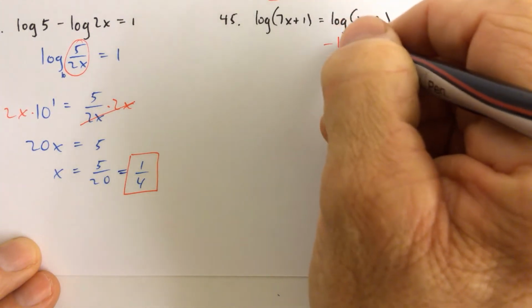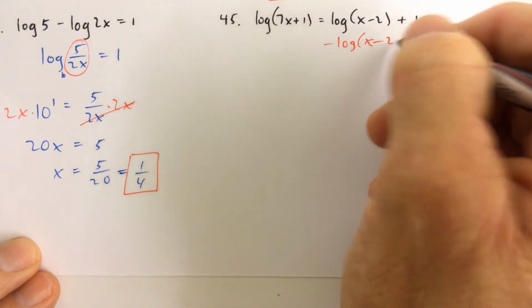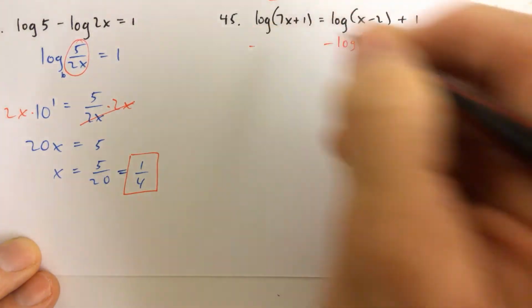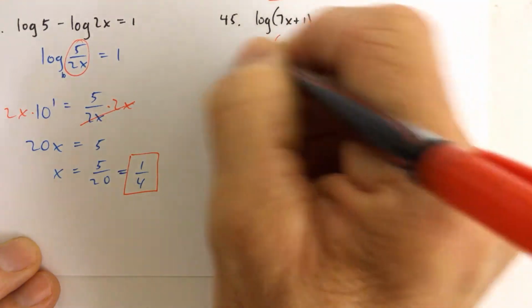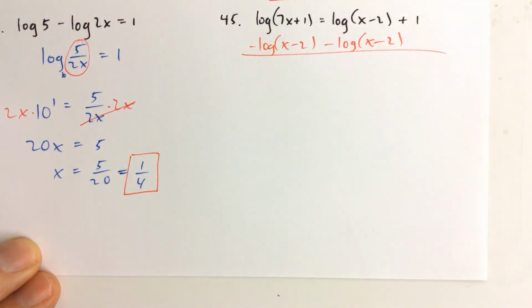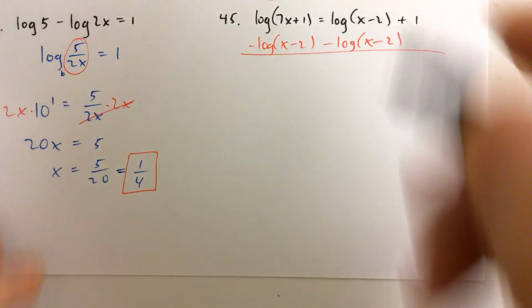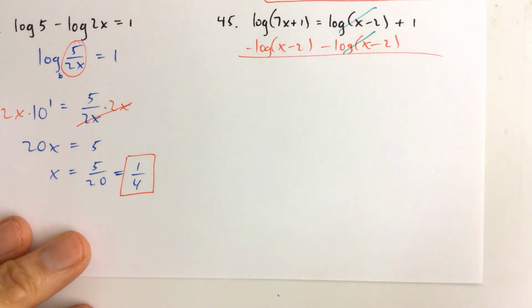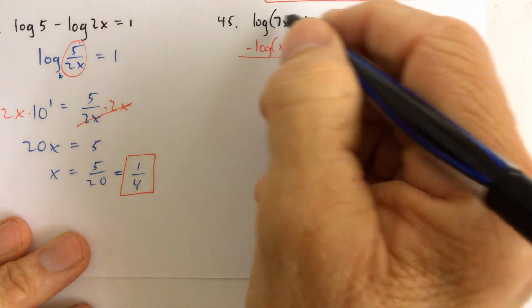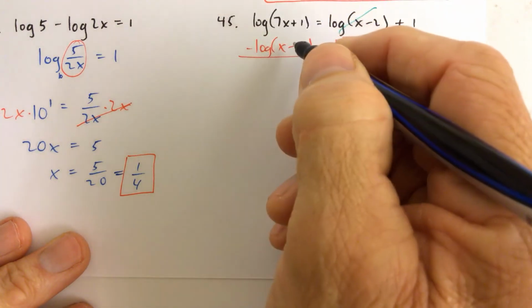Getting both logs on the same side means that we're going to subtract the log base 10 of x minus 2. We're subtracting that expression from both sides, which means on the right side we no longer have a log expression. On the left side we have two log expressions, the log of one argument minus the log of another.